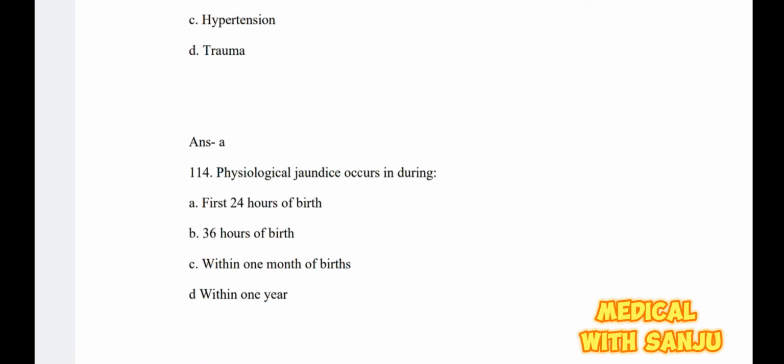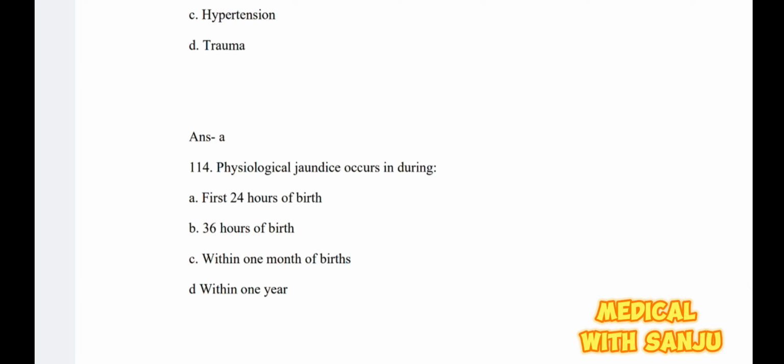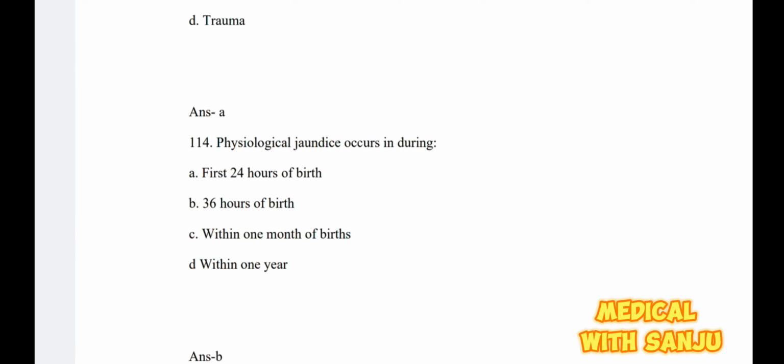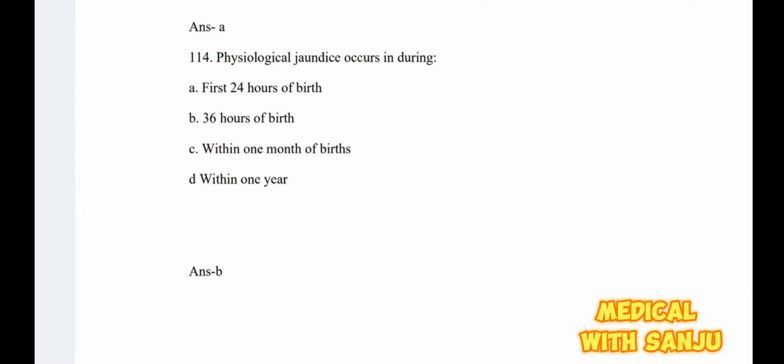Question number 114. Physiological jaundice occurs during option A, first 24 hours of birth, option B, 36 hours of birth, option C, within 1 month of birth, and option D, within 1 year. You can see physiological jaundice and pathological jaundice. Physiological jaundice occurs after 36 hours of birth. Option B is the right answer.